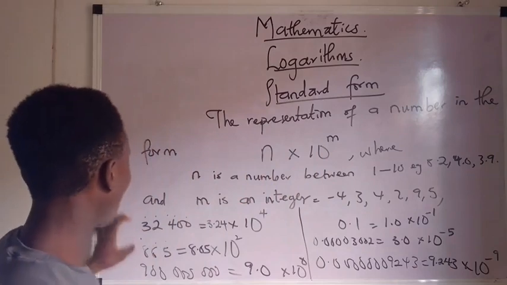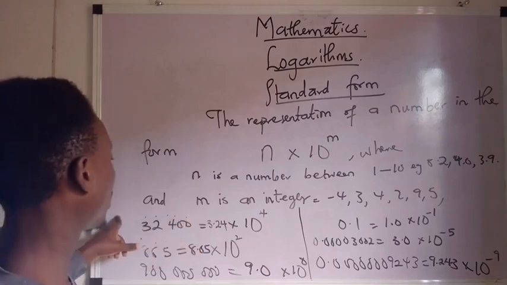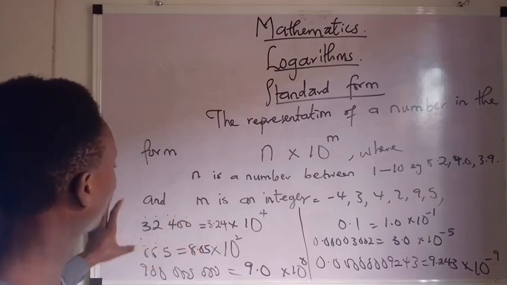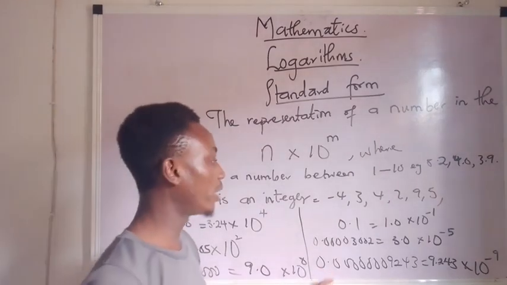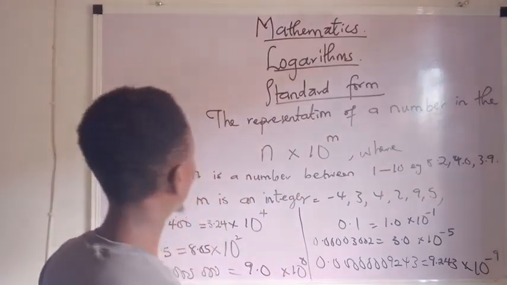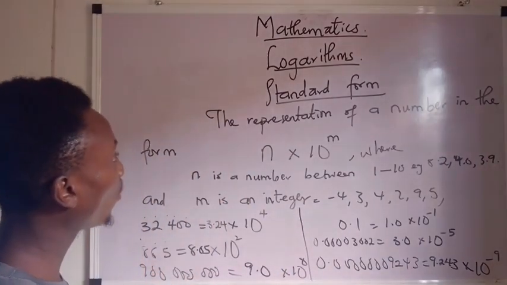Now take note, when you are counting for the positive power of 10, when you are counting from here to the highest place value here, you start counting from 0. But here you start counting from what? 1. Do take note. And this is how we represent our standard form.